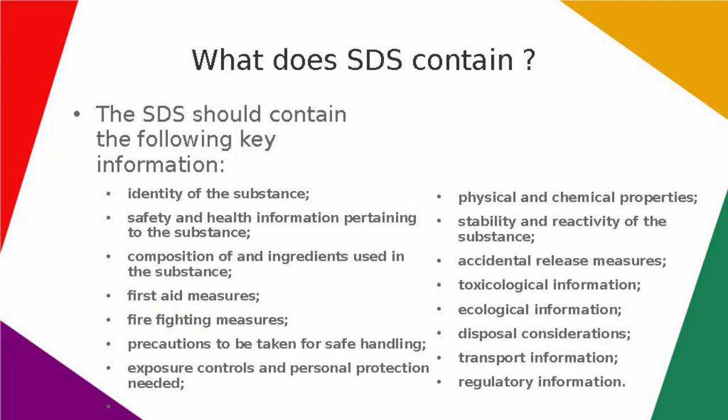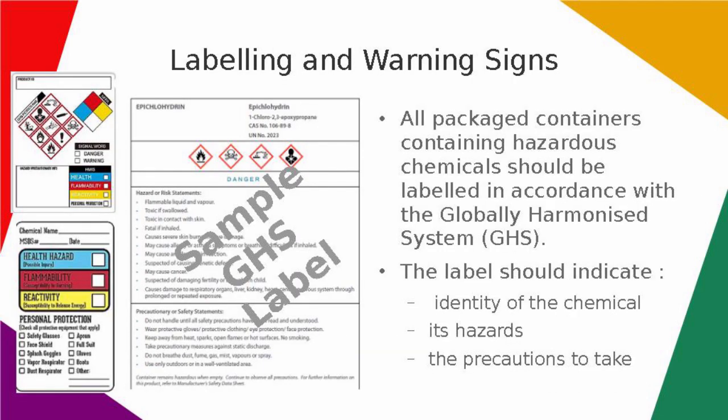What does SDS contain? The SDS should contain the following key information: identity of the substance, safety and health information pertaining to the substance, composition of ingredients used in the substance, first aid measures, firefighting measures, precautions to be taken for safe handling, exposure controls and personal protection needed, physical and chemical properties, stability and reactivity of the substance, accidental release measures, toxicological information, ecological information, disposal considerations, transport information, regulatory information, labeling and warning signs.